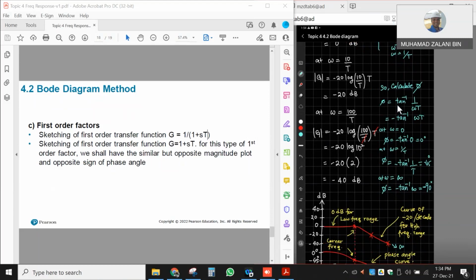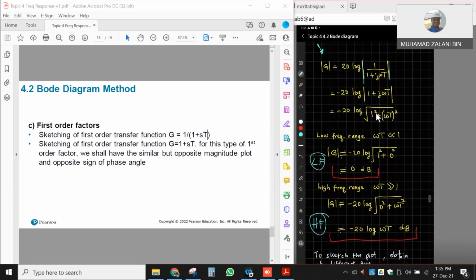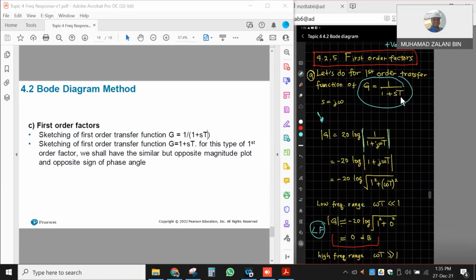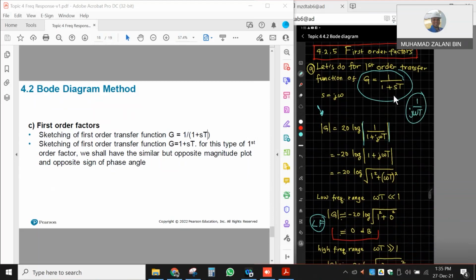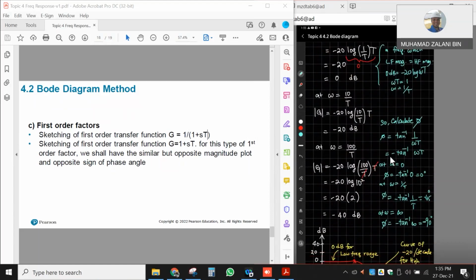Phi equals arc tangent 1 over omega t. Okay, arc tangent 1 over omega t, because this is the first order transfer function of G equals 1 over 1 plus st. Suppose that it is 1 over j omega t, right? For this one, we calculate arc tangent 1 over omega t. So this is the reciprocal of omega t. Then we can write this as negative arc tangent omega t.